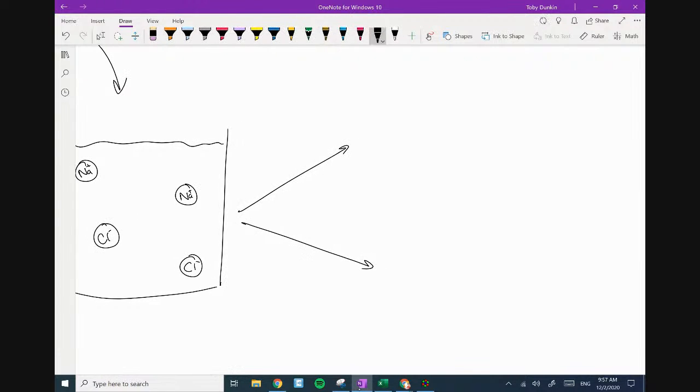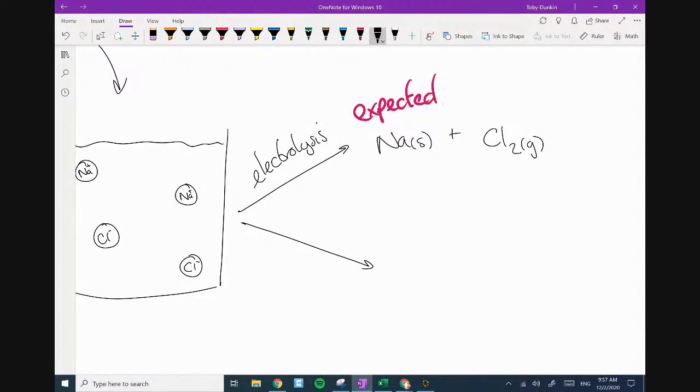So we're going to do electrolysis, and what they expected to get. This was the expectation. They thought by doing this, they were going to get sodium metal. They thought they were going to get sodium solid and chlorine gas. That was what they thought they were going to get. Exactly what they would get if it was molten.